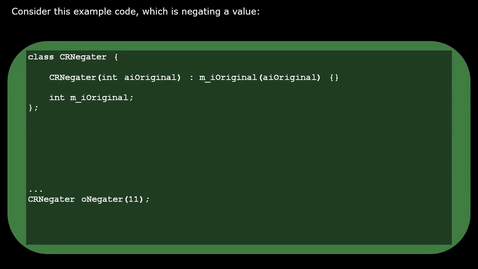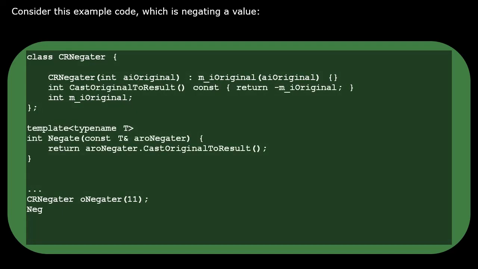This convoluted code is negating a value of 11 by storing that value as a data member in some object and then passing that object to a templated function called negate. That templated function can be used because it can specialize its template parameter T as that CR negator type of object.